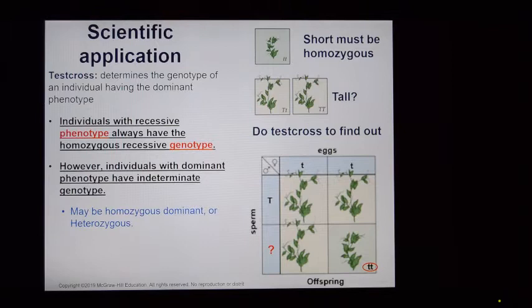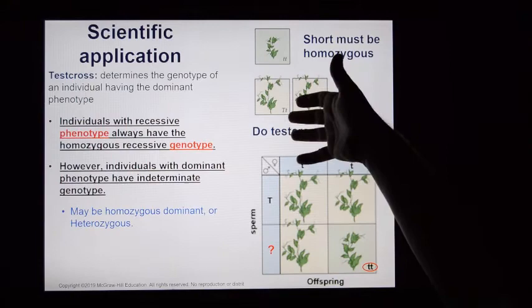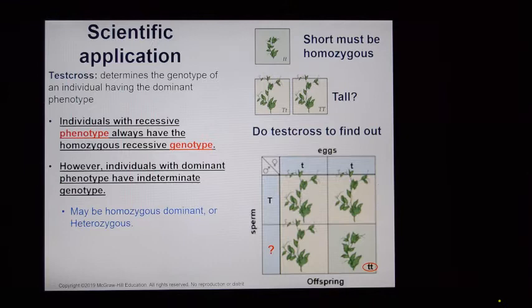All right, scientific application. One of the neat things we can do, by understanding what the offspring of a plant or an individual looks like, is a test cross. The idea is we can do this test cross to determine the genotypes of the individuals based off of what we see. What I find fascinating about this is by looking at the offspring to then interpret the genotype of the parental generation. Let me give you a for instance. I've changed this slide a little bit to make it better, so just bear with me.